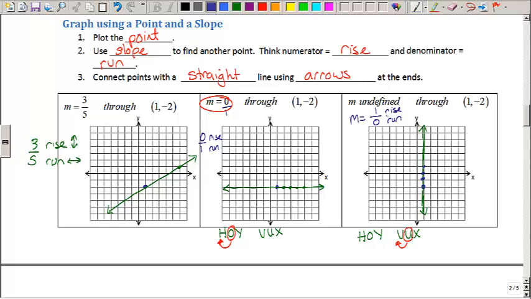So you can either think of your undefined slope as 1 over 0, using your rise or your run, or you could use your HOY VUXT and just know that any line with an undefined slope is going to be a vertical line.